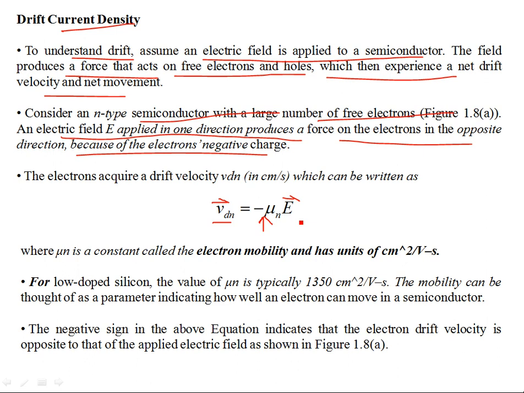Okay, the more E field is applied, the more force is going to be experienced by the charge, and these are related by a constant mu n, which is the mobility of the free charge carrier in the N-type semiconductor. Okay, so the drift velocity is in terms of centimeters per second, which can be written by this relationship. This negative sign is indicating the direction of force on the charges, which is opposing the E field, and mu n is the constant called the electron mobility.